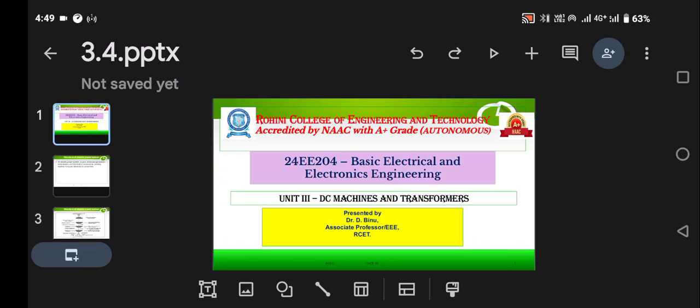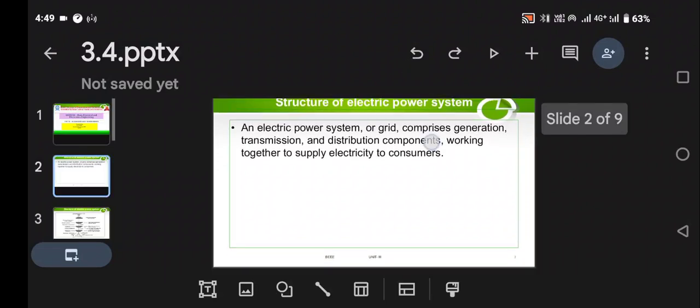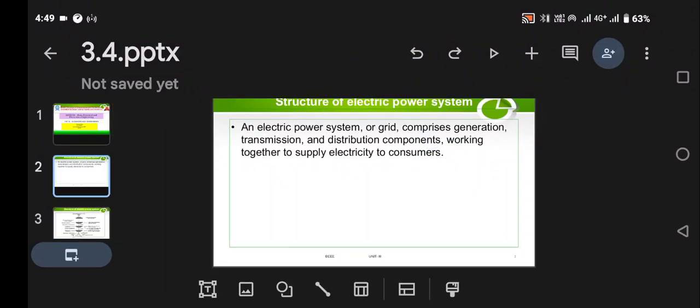For the BTEC subject, the third unit, the fourth module is structure of electric power system. An electric power system, which is also called as grid, comprises generation, transmission, as well as distribution components. All the three are working together to supply electricity to consumers.